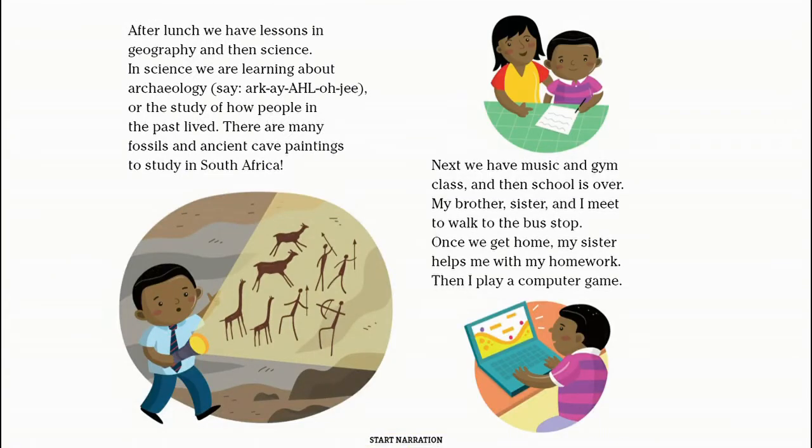After lunch, we have lessons in geography and then science. In science, we are learning about archaeology, a study of how people in the past lived. We use fossils and ancient cave paintings to study what people lived like in South Africa. What do you think is happening in that picture that people used to do? What's happening? I see bows and arrows and spears. I think people are hunting giraffes and people are hunting deer. To eat, probably.